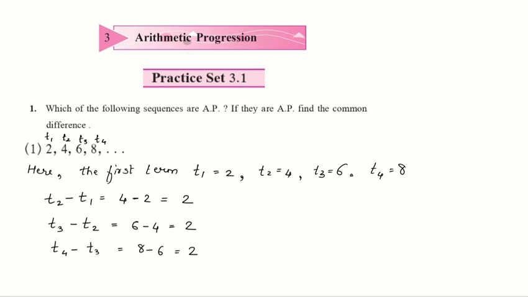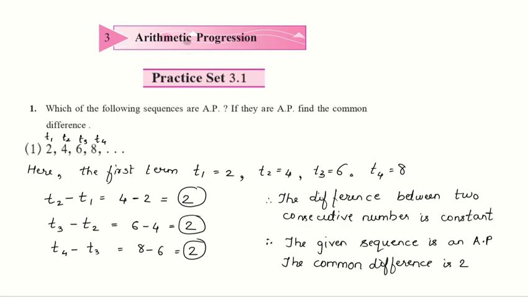Here, if you see all the differences between the terms, the common difference is 2. If we subtract T2 minus T1, T3 minus T2, T4 minus T3, the difference between the terms is nothing but 2, and that is the same for all the terms. The difference between two consecutive numbers is constant, that is 2.